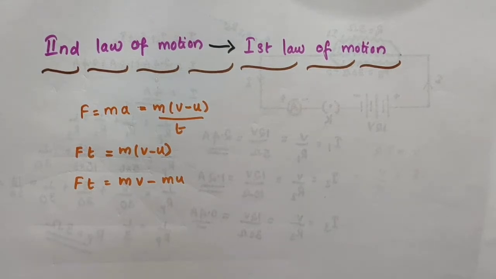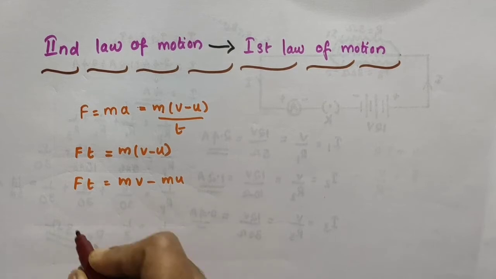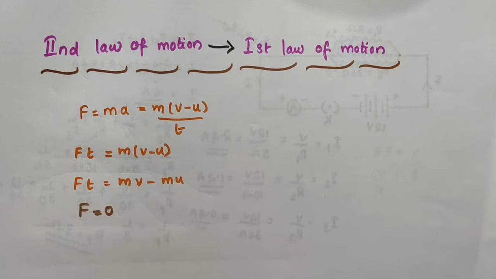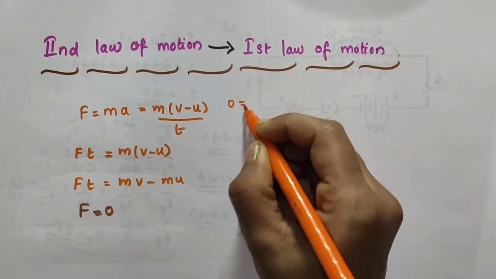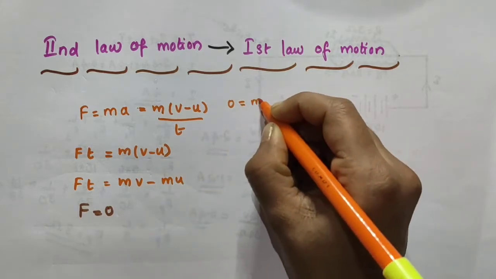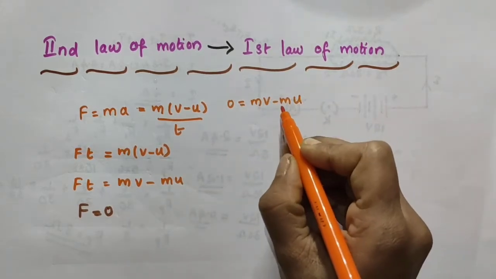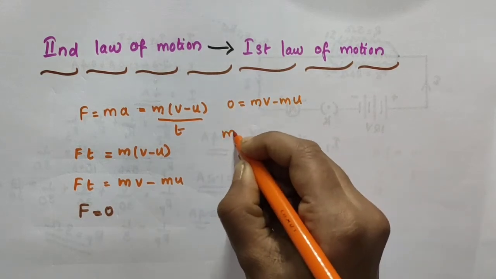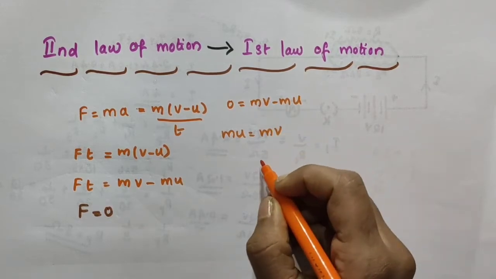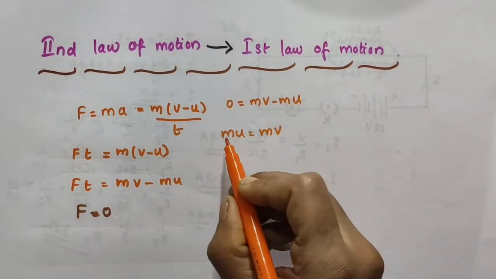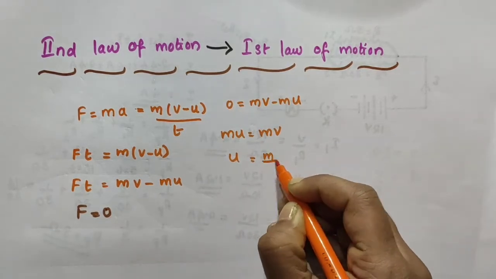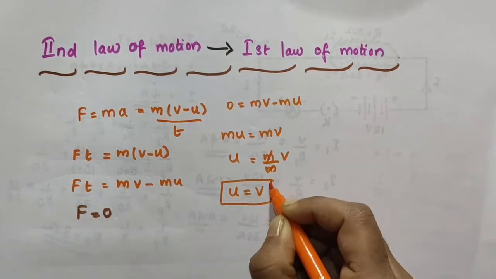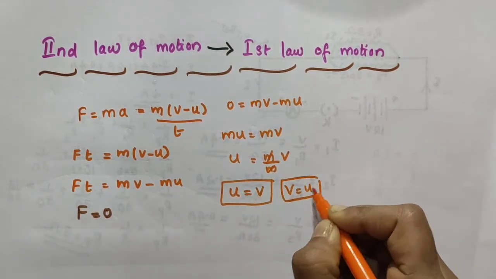Now you see, when the external force F becomes equal to 0, this expression becomes 0 into t, which is 0, equal to mv minus mu. If I take this minus mu to this side of the equation, it becomes plus mu. So we can write mu is equal to mv. If I take this m to this side, u is equal to m divided by m into v. The m cancels, so you get u equal to v, or v equal to u.